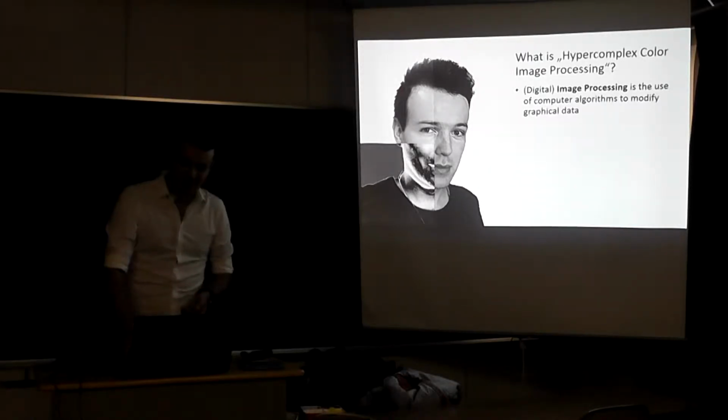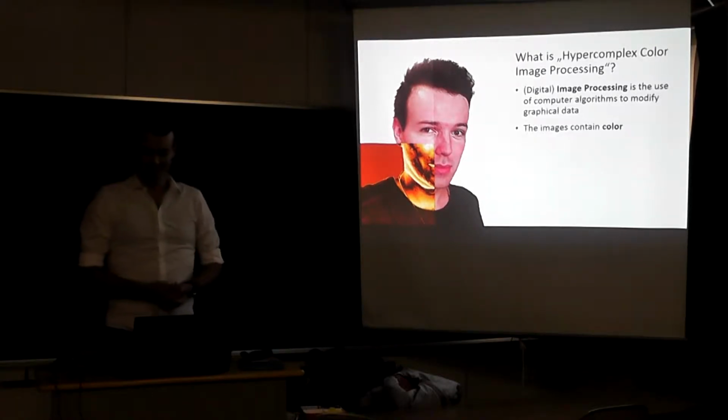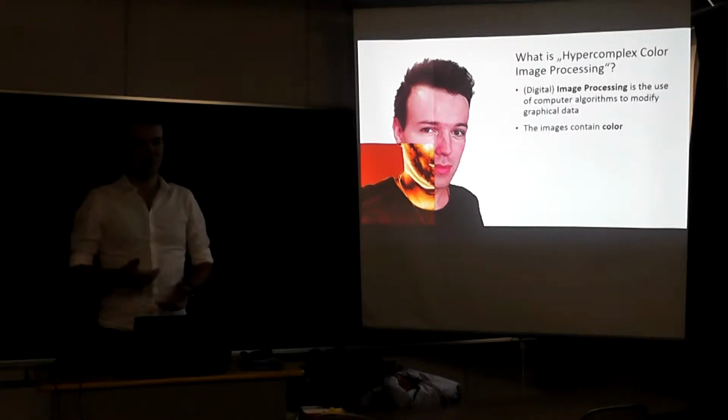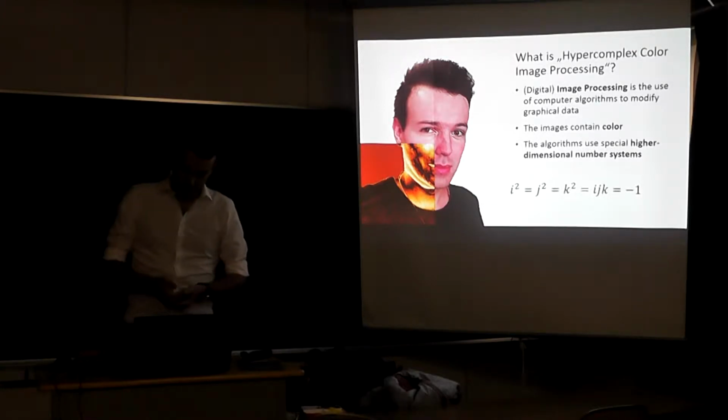Now color image processing, of course, is with color images, who would have guessed? And what is the hypercomplex part? We use special kinds of numbers. Hypercomplex numbers just mean it's higher dimensional. Some of you might be familiar with complex numbers, I hope. And so it's just like a generalization of this. We'll come to this later.